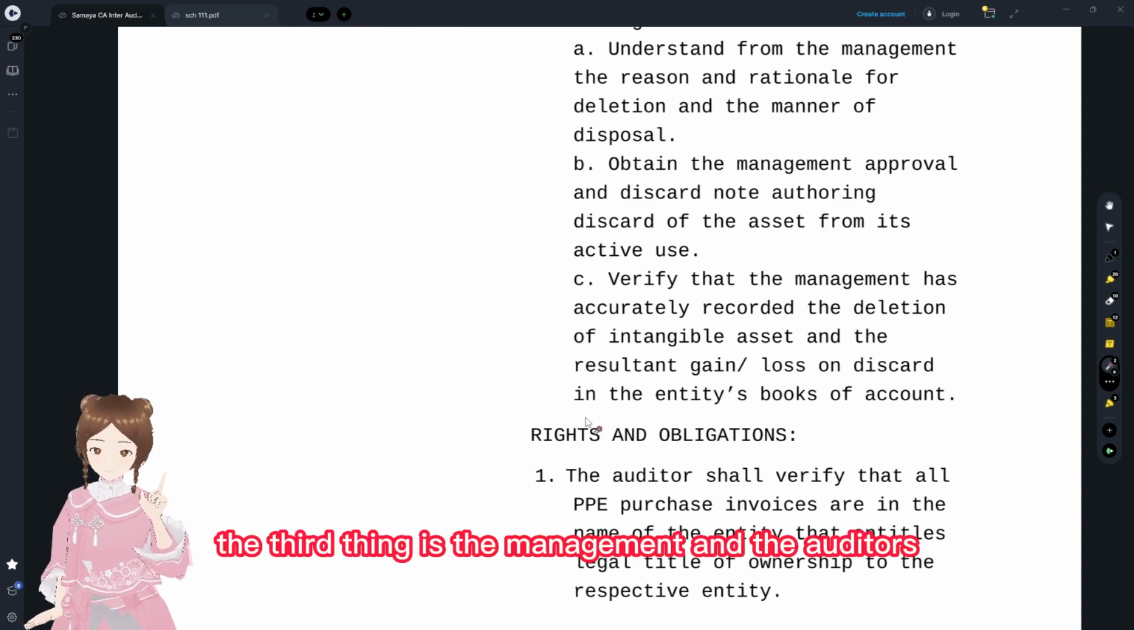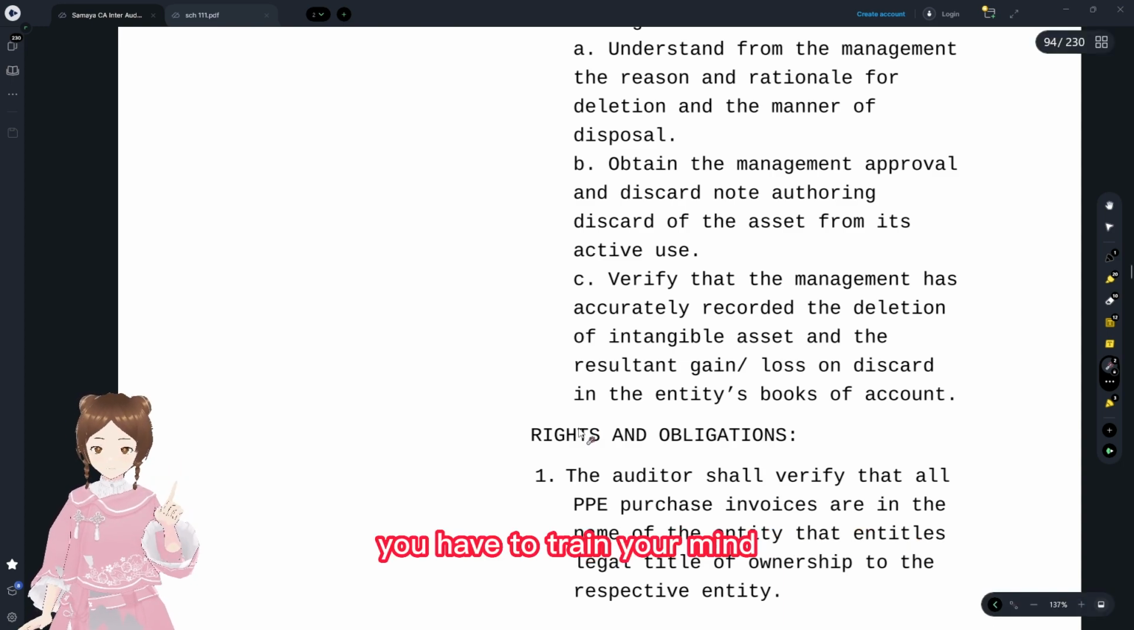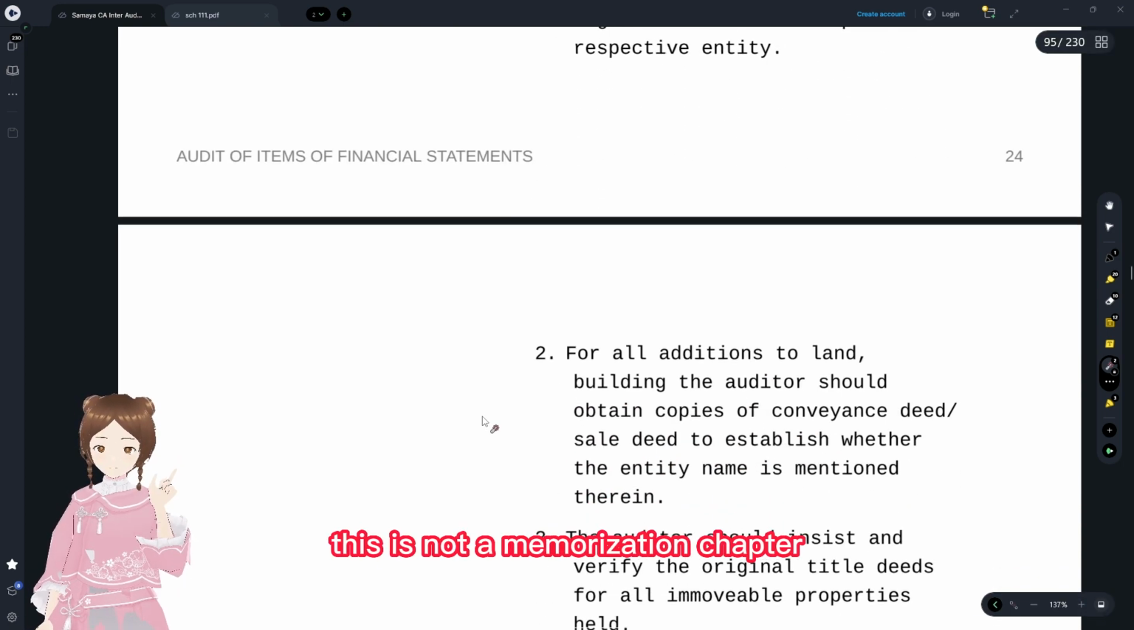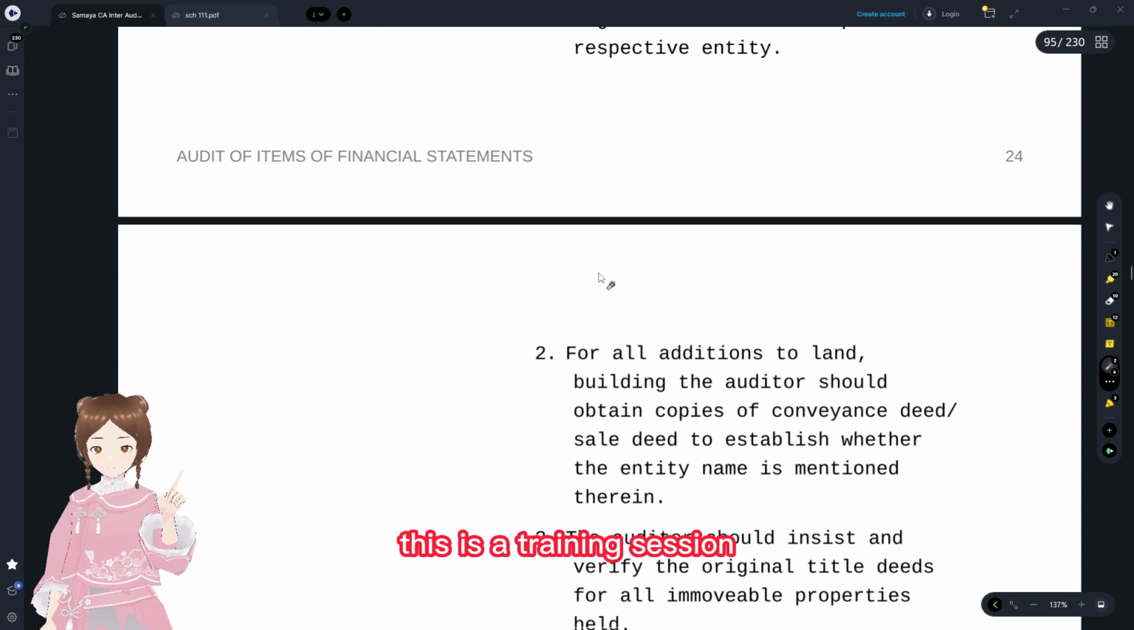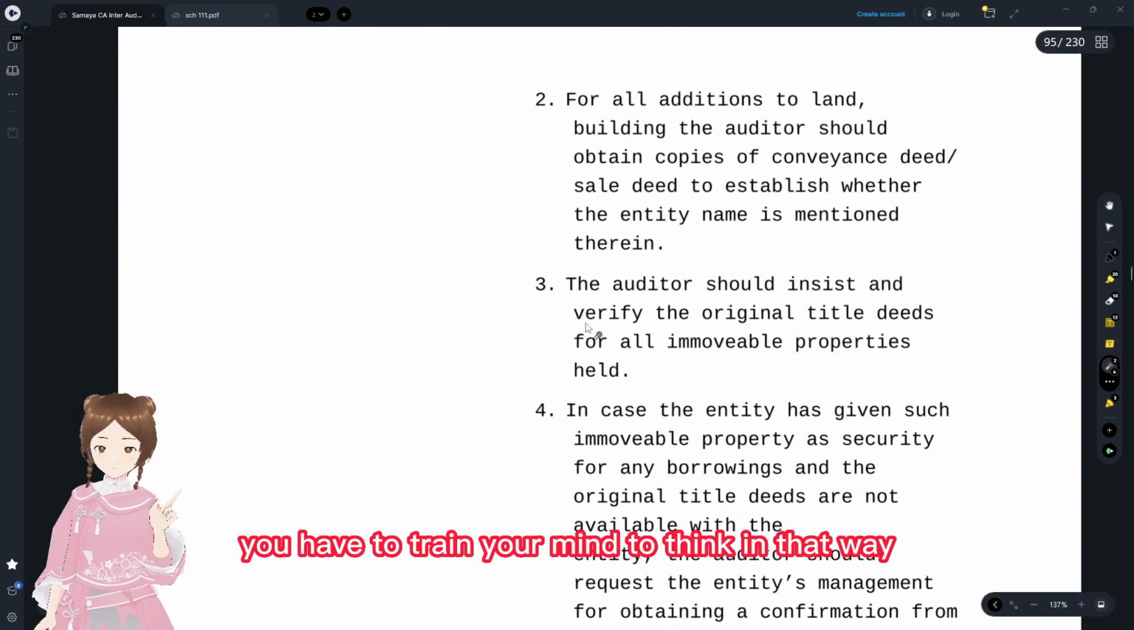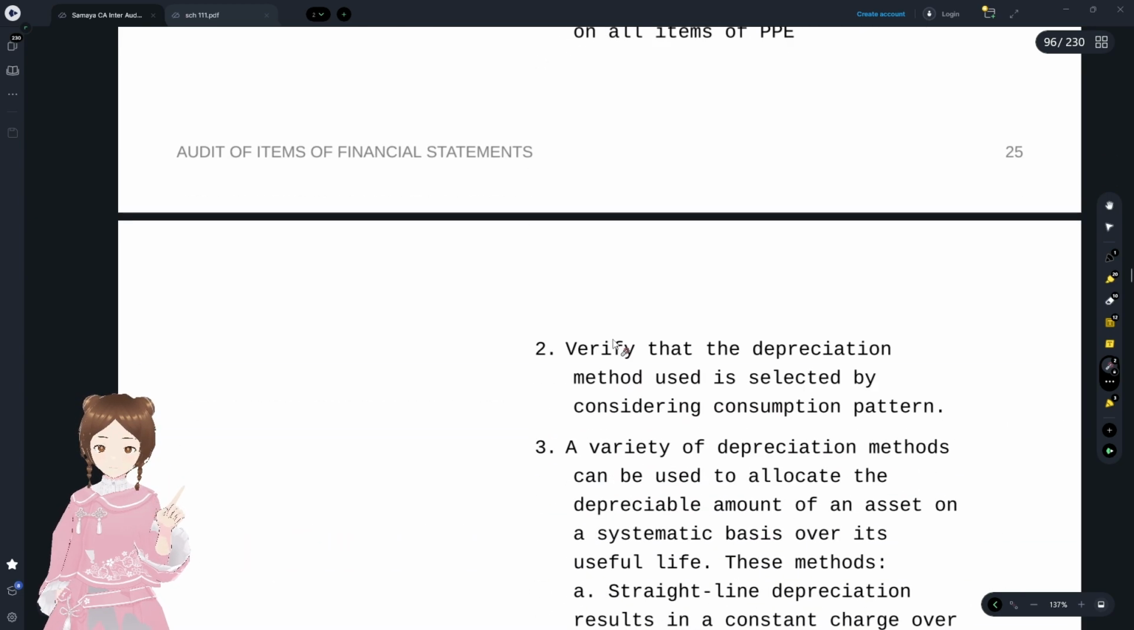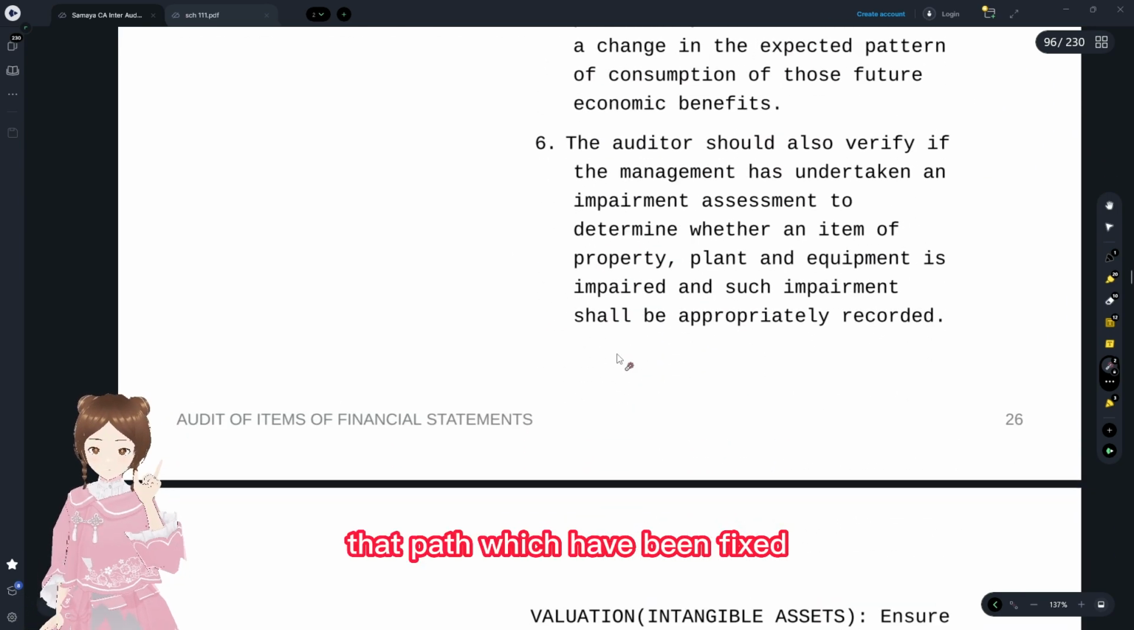And the third thing is the management's choices and the auditor's. You have to read, you have to train your mind. This is not a memorization chapter, this is a training session. You have to train your mind to think in that way, in that path which has been fixed.